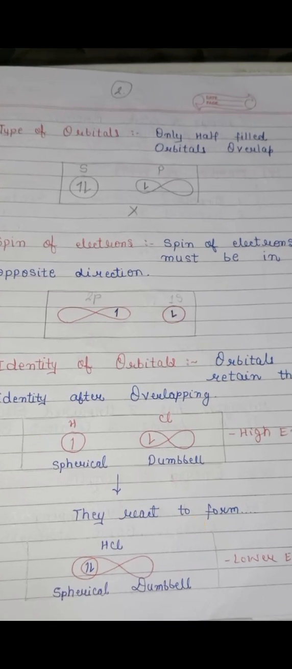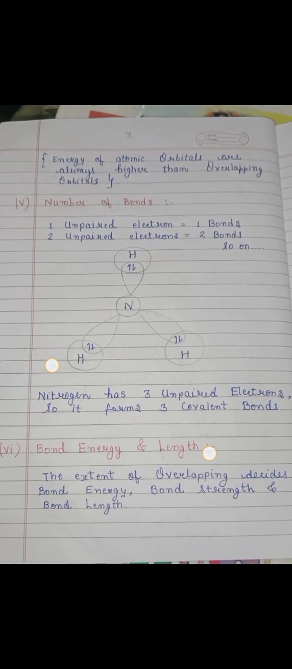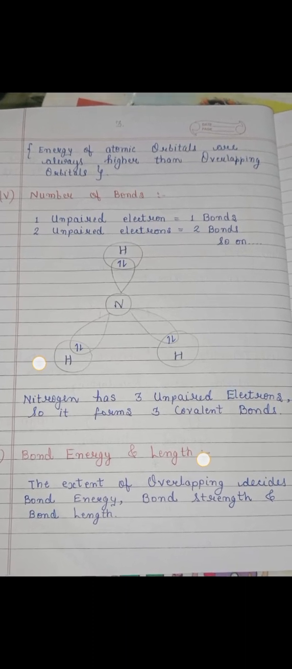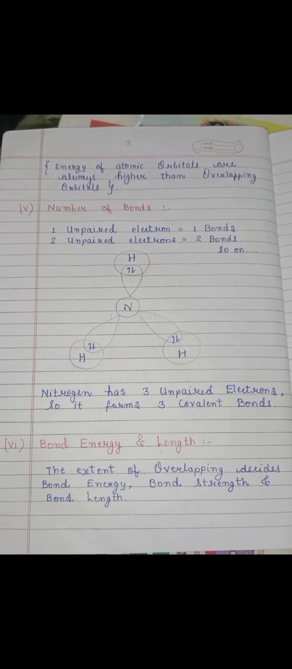Identity of the orbitals. Orbitals retain their identity after overlapping. Let's consider an example of 1s of H and 2p of chlorine. The s orbital of H is spherical in shape, and the p orbital is dumbbell shaped. So after reacting, they retain their shapes. H will stay spherical, and the p orbital is also still dumbbell shaped. You must remember the energy of atomic orbitals is always higher than the overlapping orbitals.